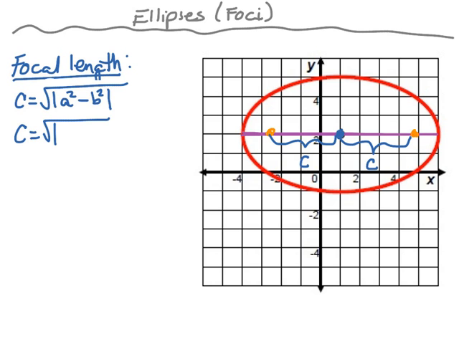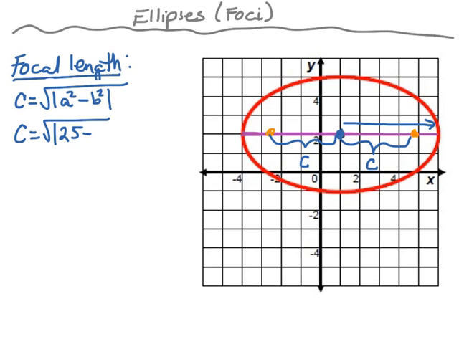So the first thing I'm going to need to do is find A squared. Now I know what A is. A is our horizontal distance. It's our distance from the center to this point over here. So we're talking a distance of 1, 2, 3, 4, 5. So we got a distance of 5 units. But if I square the 5, 5 squared would be 25.